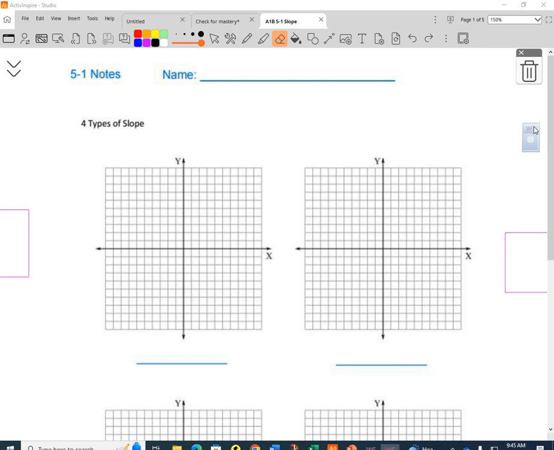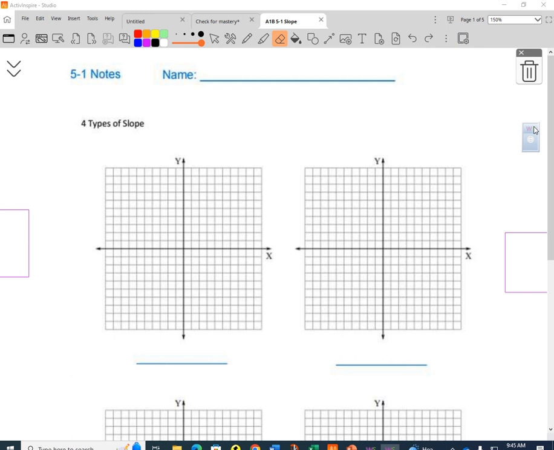Okay. So the first thing we're going to talk about in regard to these linear equations is their slope. Does anybody remember what slope is? Rise over run is a form, an equation we can use to find the slope of a line.